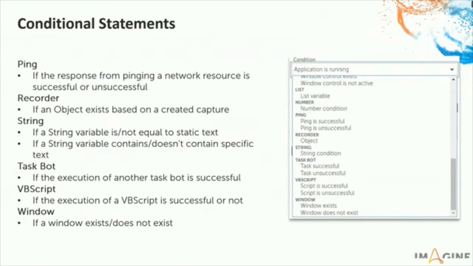We can check to see if string variable values are equal or not equal to static text or another string variable. We can check to see if it contains or doesn't contain, so it could be a part of a substring, using an if condition. If we're trying to run a task bot from a task, we can check to see if that execution was considered successful or unsuccessful, or if a VB script was successful or unsuccessful. And finally, we can check to see if a window exists or does not exist, checking the windows variable.